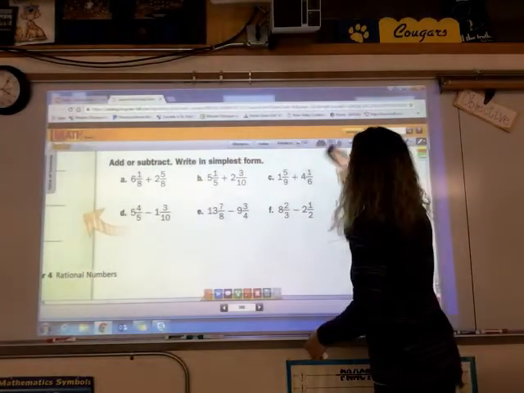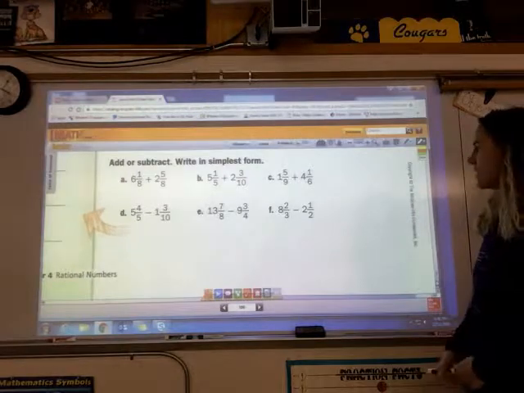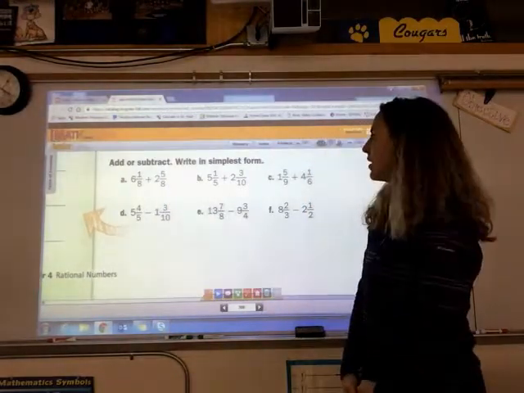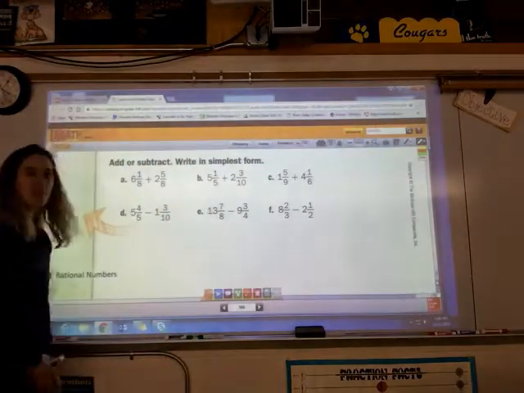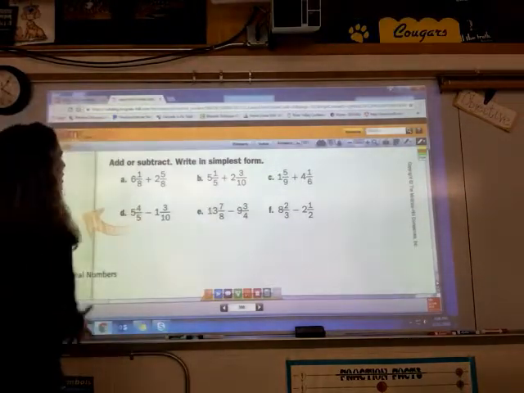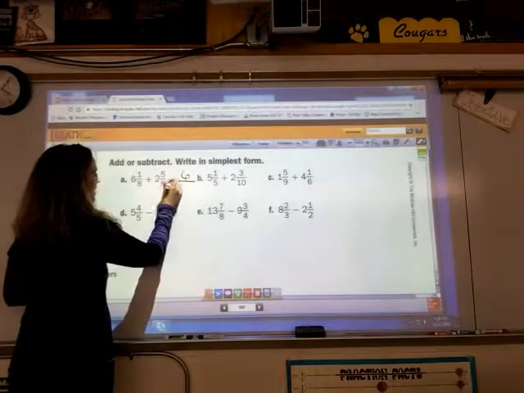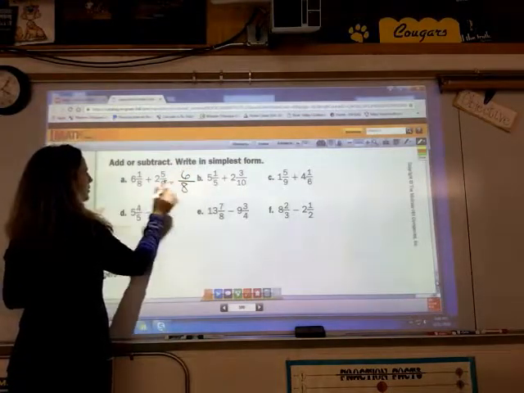Some practice problems that you're going to see here on the bottom of page 300. If I take a look at Got It problem letter A, I have 6 and 1/8 plus 2 and 5/8. One of the things you're going to notice is that your denominators are already the same, which means we can go ahead and add our numerators. So 5 plus 1 would give me 6. The denominator stays as an 8. 6 plus 2 is 8.